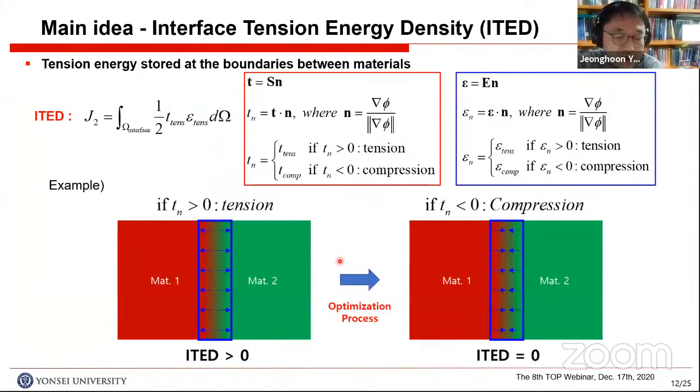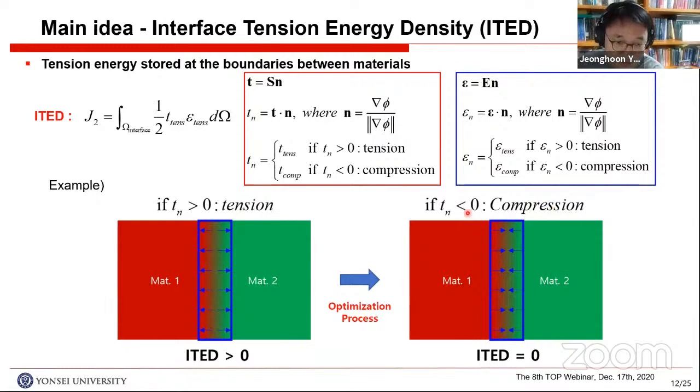And now let's begin the fundamental concept of this process. We are applying the interface tension energy density concept here. Here the J2 function is applied to the other objective functions. This function is just the strain energy, but it has a value more than 0 only in tension cases. For the compression cases, it becomes 0.